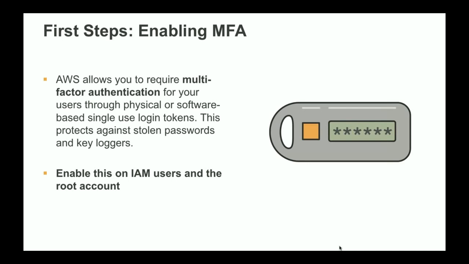The device can be either a physical device from Gemalto that you can order online or a virtual device, which in reality means that you're running a mobile app on your iOS or Android phone, a free app, and then this app is your virtual token device. We highly recommend you to enable this on your IAM admin users and especially the root account for AWS.